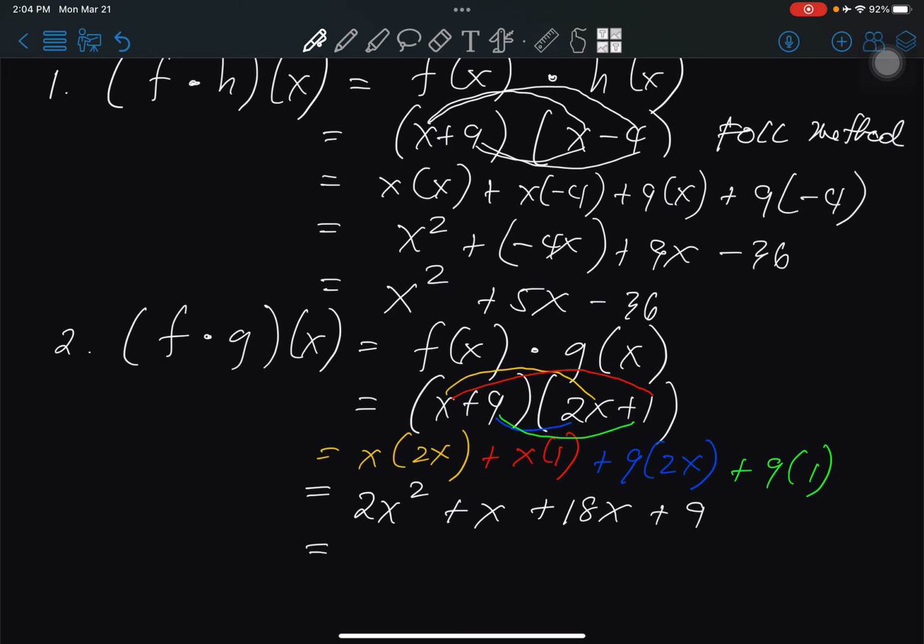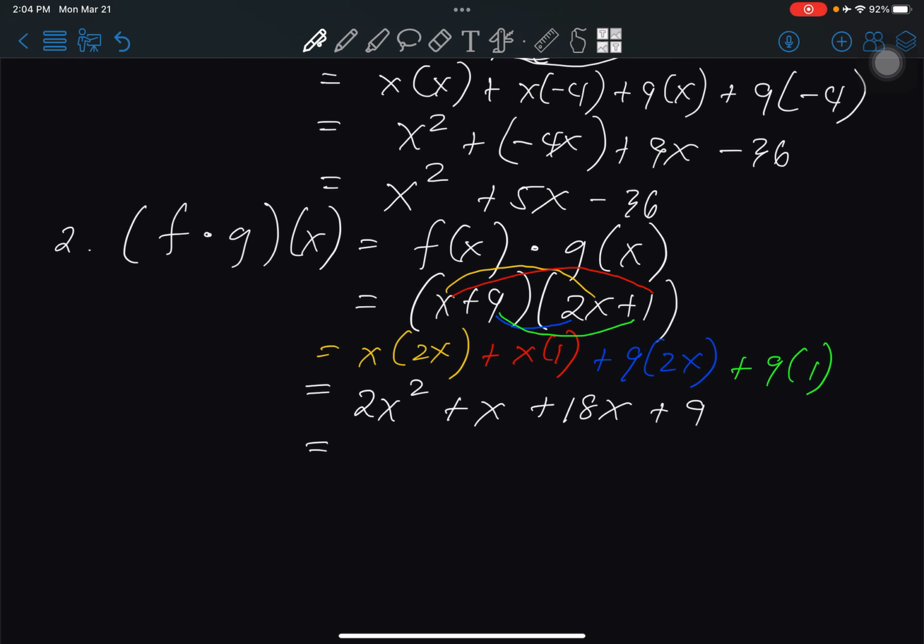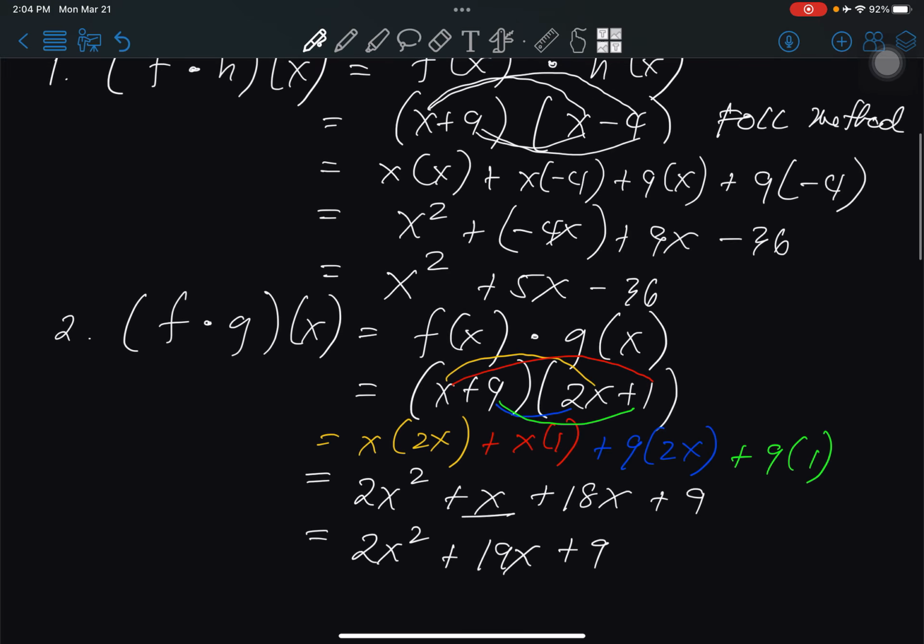Now, let us combine. So, we have 2x squared here doesn't have any pair, so we are just going to copy it. 2x squared, then x plus 18x. This is a pair of like terms. So we have here the sum between x and 18x. We have 19x, because the coefficient of x here is 1. Then plus 9. So that's the answer. We have 2x squared plus 19x plus 9.